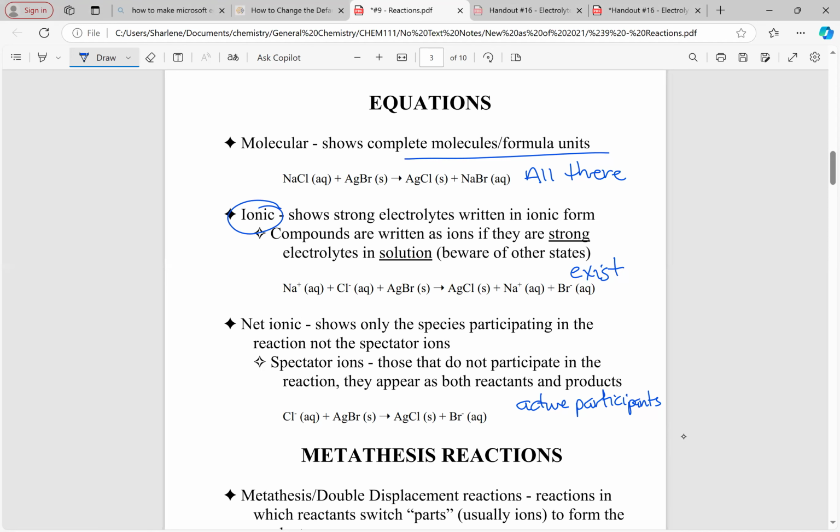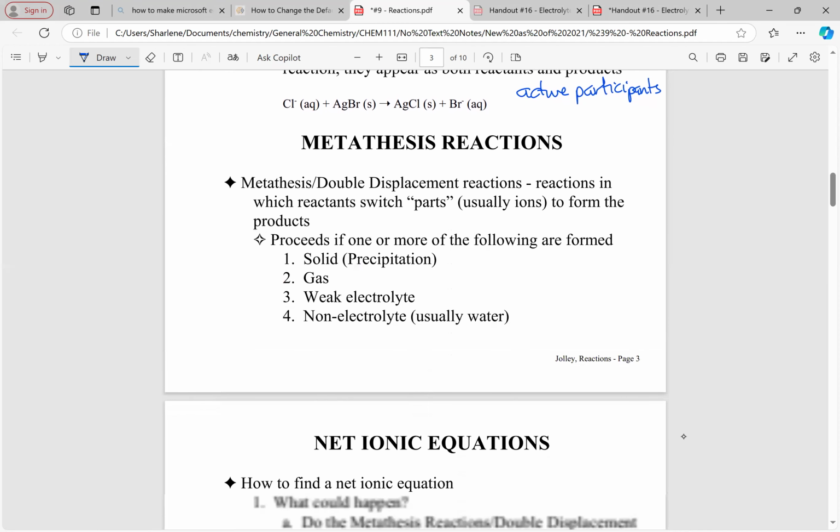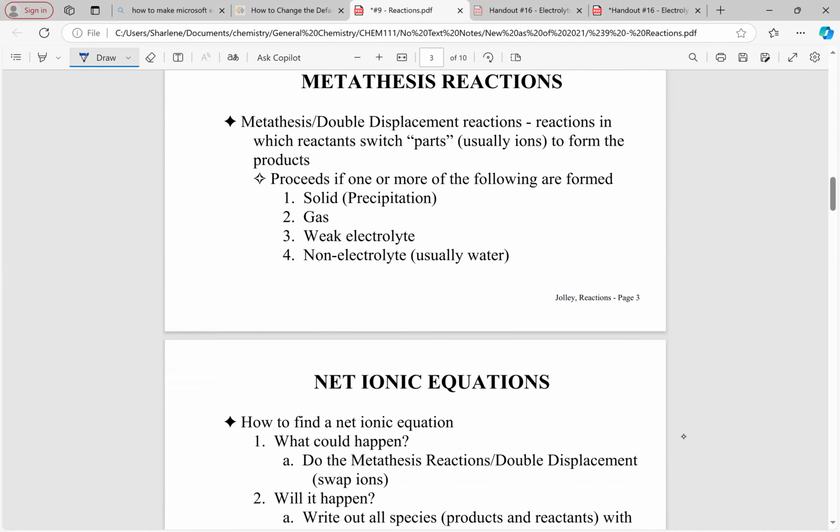All right, let's talk about the types of reactions. In this particular section, we are going to talk about something called a metathesis reaction. It's also called a double displacement or a swapping reaction. It's a reaction in which the parts swap, normally ions, but it doesn't have to be, to form the products. And it will always go to a lower energy state.